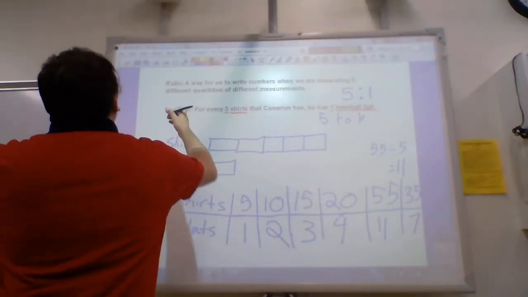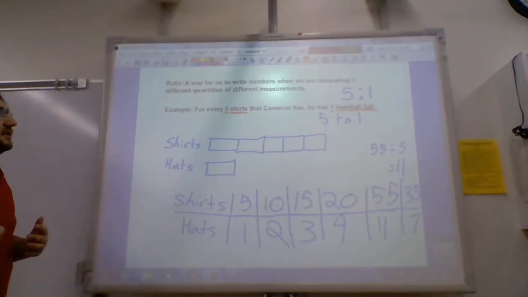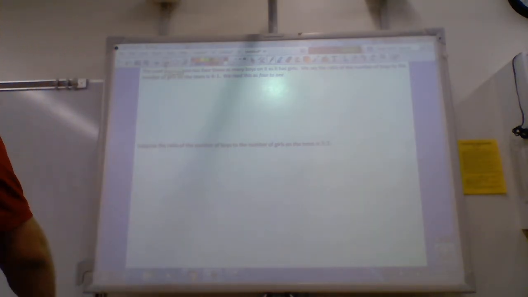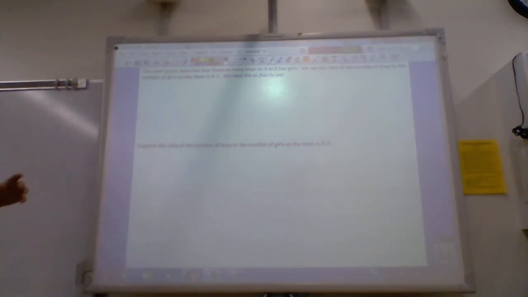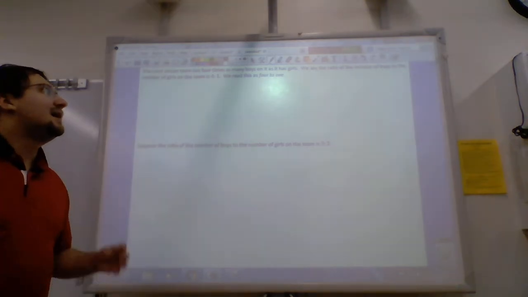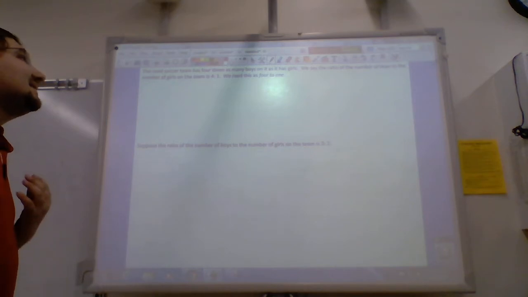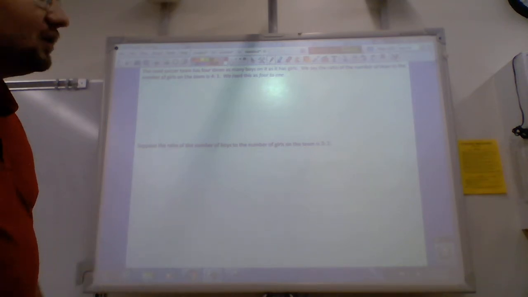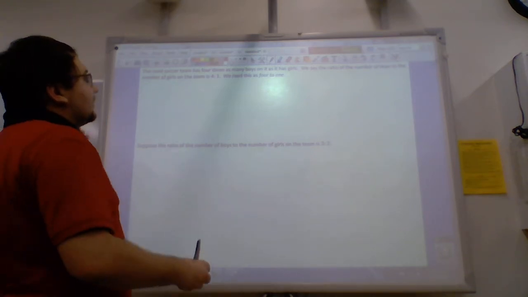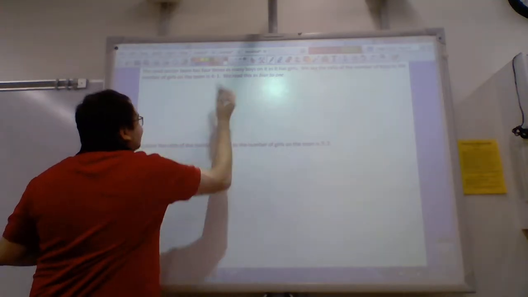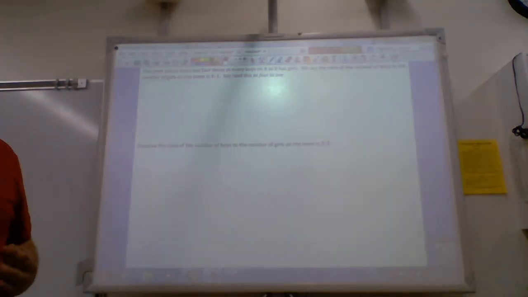We'll do one more page of practice for this. We'll look at this one. The co-ed soccer team has 4 times as many boys on it as it has girls. So, we say the ratio of the number of boys to the number of girls on the team is 4 to 1. And we read that as 4 to 1.